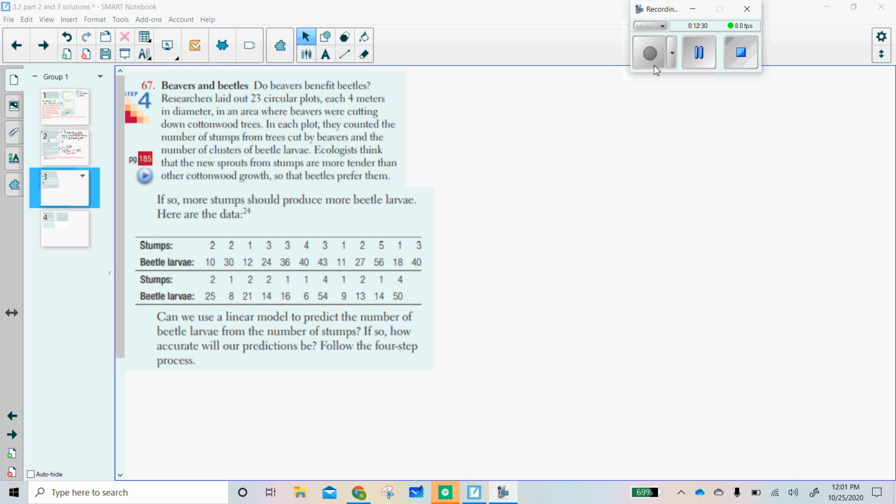Can we use a linear model to predict the number of beetle larvae from the number of stumps? If so, how accurate will our predictions be? Follow the 4-step process. Okay, you're probably looking at this, at least in my class, saying, what is the 4-step process? I have not really focused on the 4-step process yet. It is a process. It is helpful. It's something that's good for free response questions. Just a quick overview: it's state, plan, do, conclude. So stating is kind of like, what is the question? Plan is, what are you going to do to find it out?